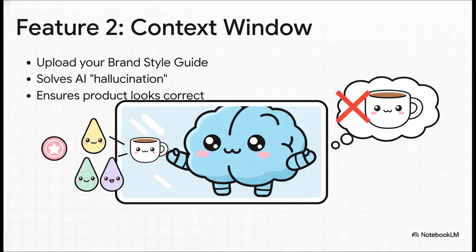Next up is the context window. And this is an absolute game changer for keeping your brand consistent. You can literally upload your brand style guide, your logos, your exact color palettes, photos of your product, and the AI learns it. This is what solves that crazy AI hallucination problem, where your product suddenly shows up in the wrong color.